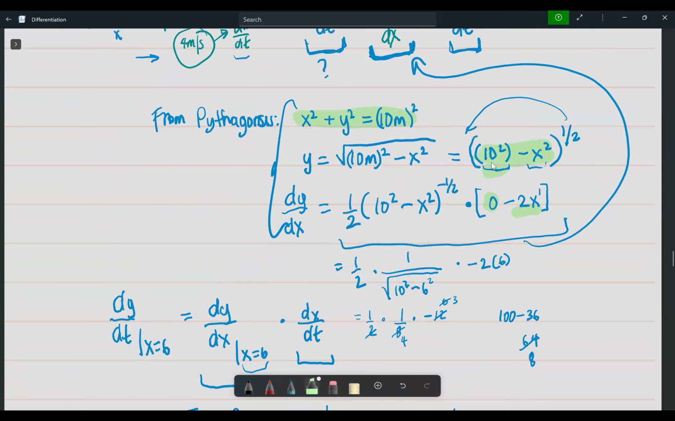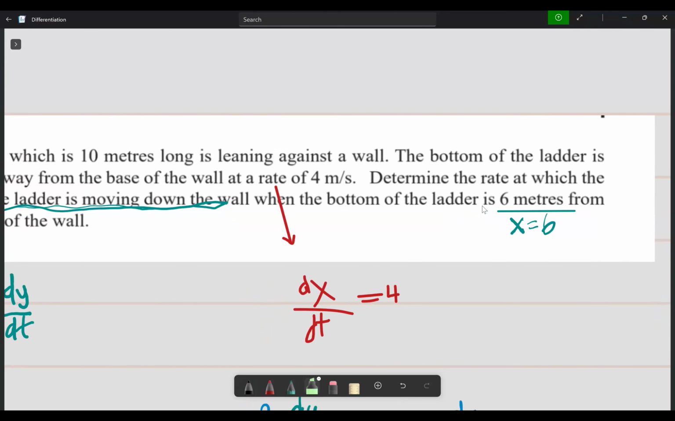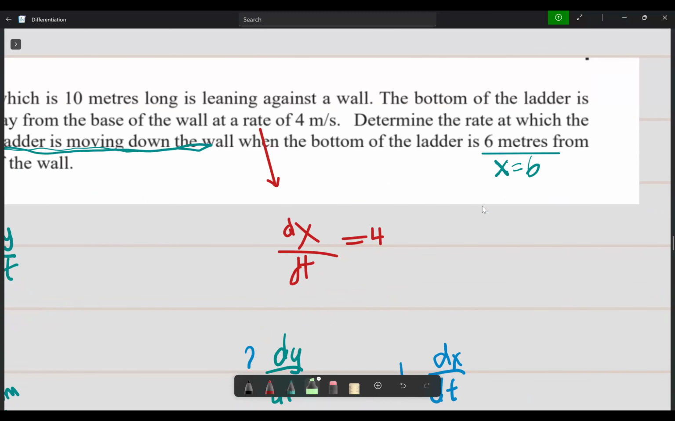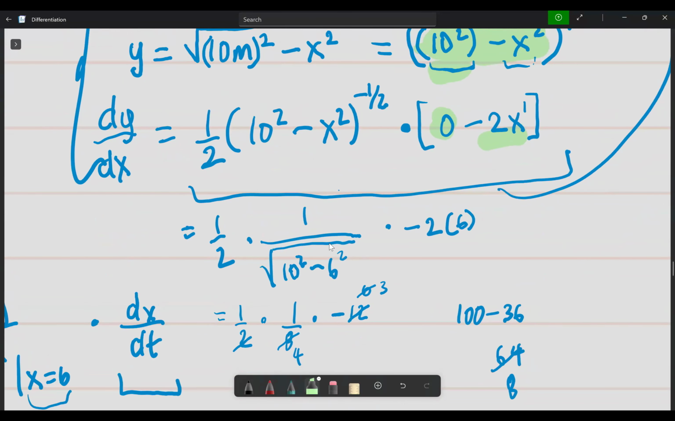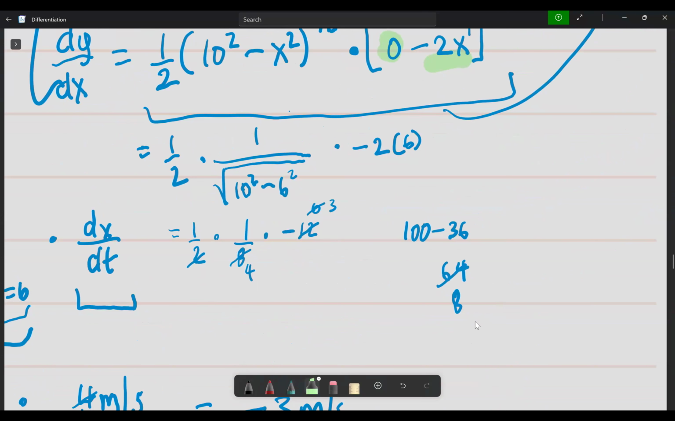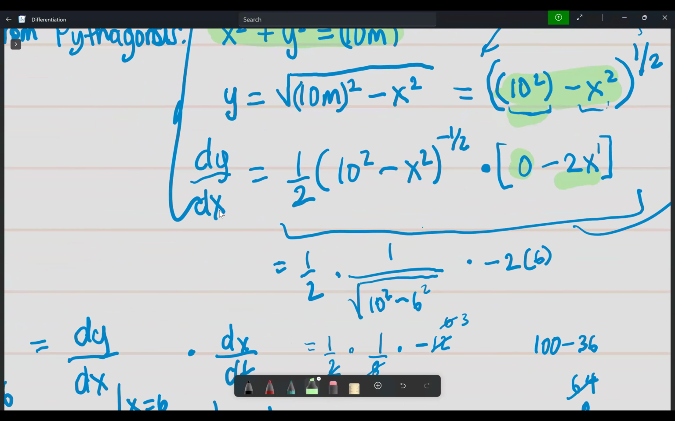Now, the next part is that we earlier said, what is the rate when the bottom of the ladder is 6 meters away from the wall? That means x is equal to 6. Plug in x as being 6, and we get 8. Right? So we're plugging in x as 6 and we get our current answer of 8, right? That's what the rate of change of dy to dx is.